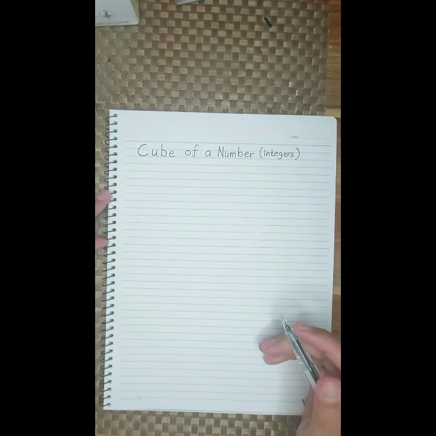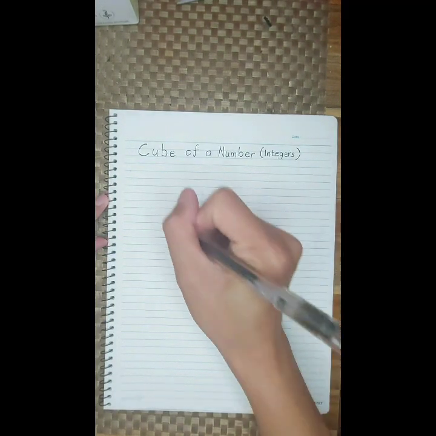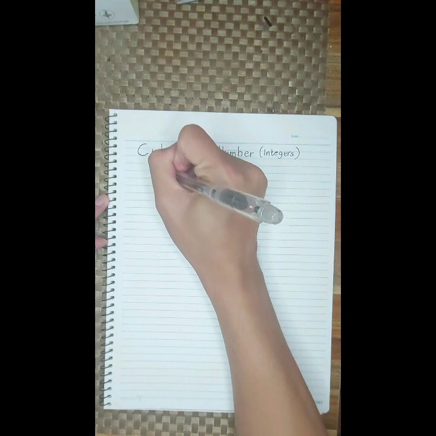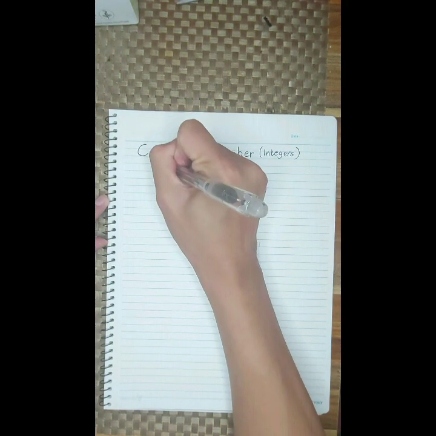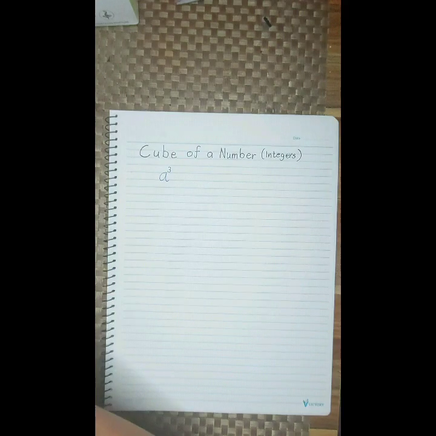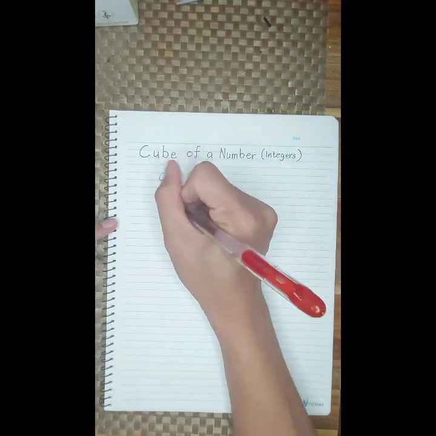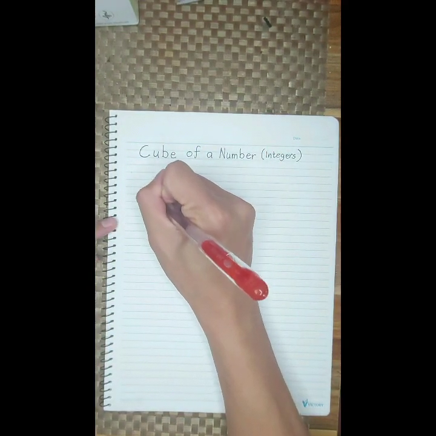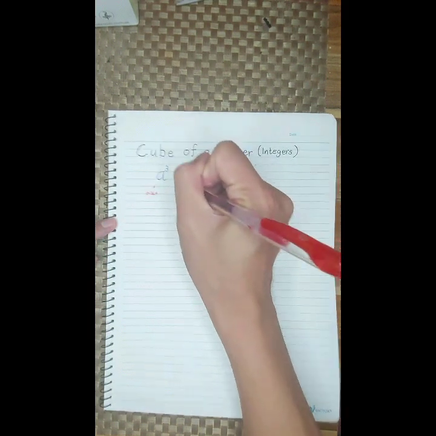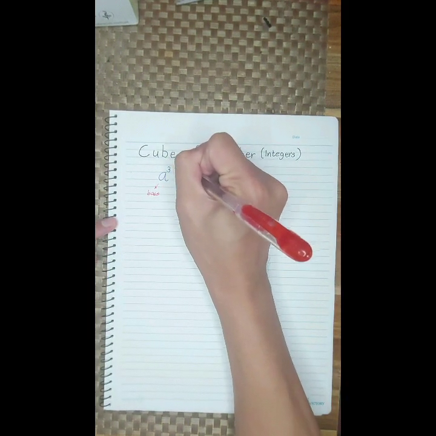Hi, let's have now the cube of a number. When we say cube of a number, we have a translation of this one. So you have now a cube. Once again, how are we going to dissect this one? This is what we call the base, and this is what we call the exponent.